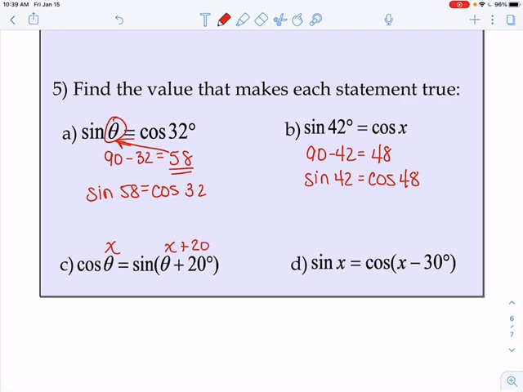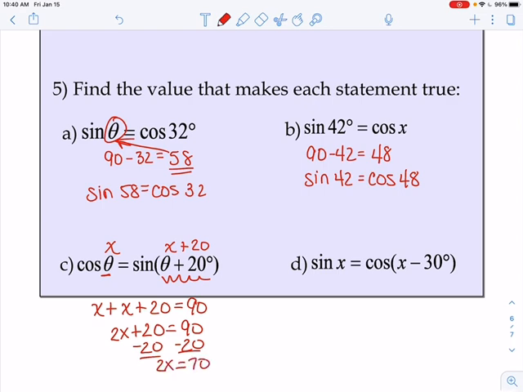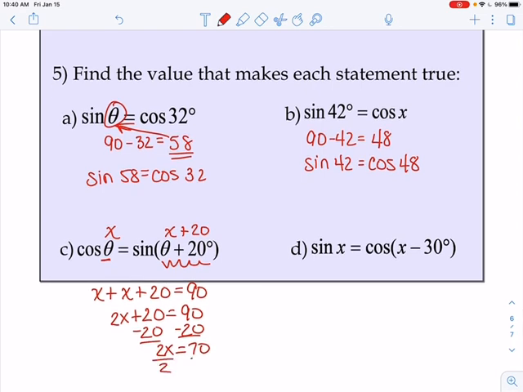So I have the sine of x equals the cosine of x plus 20, and I want to solve for really theta, but I want to solve for x. Again, if I add these two angle measures together, they have to be 90. So all I'm going to do is add x plus 20 and set it equal to 90, or 2x plus 20 equals 90. Subtract 20 from both sides, and 2x equals 70. Then I'll divide both sides by 2, and x equals 35.